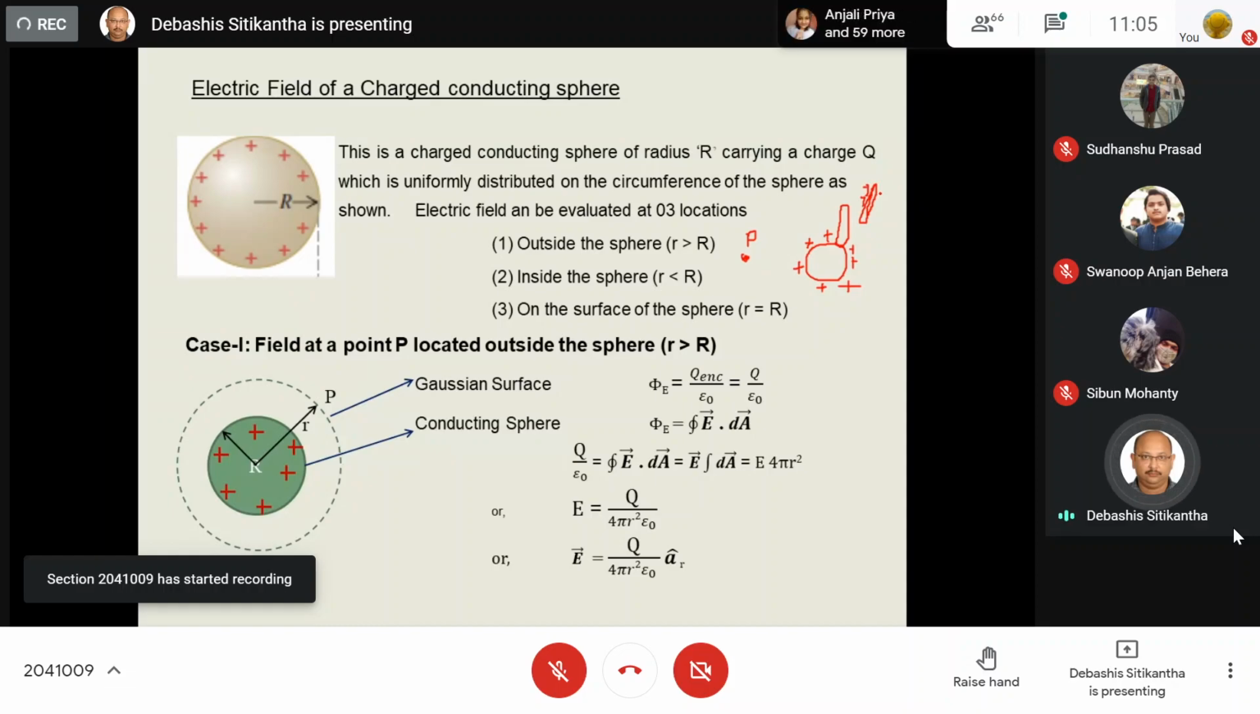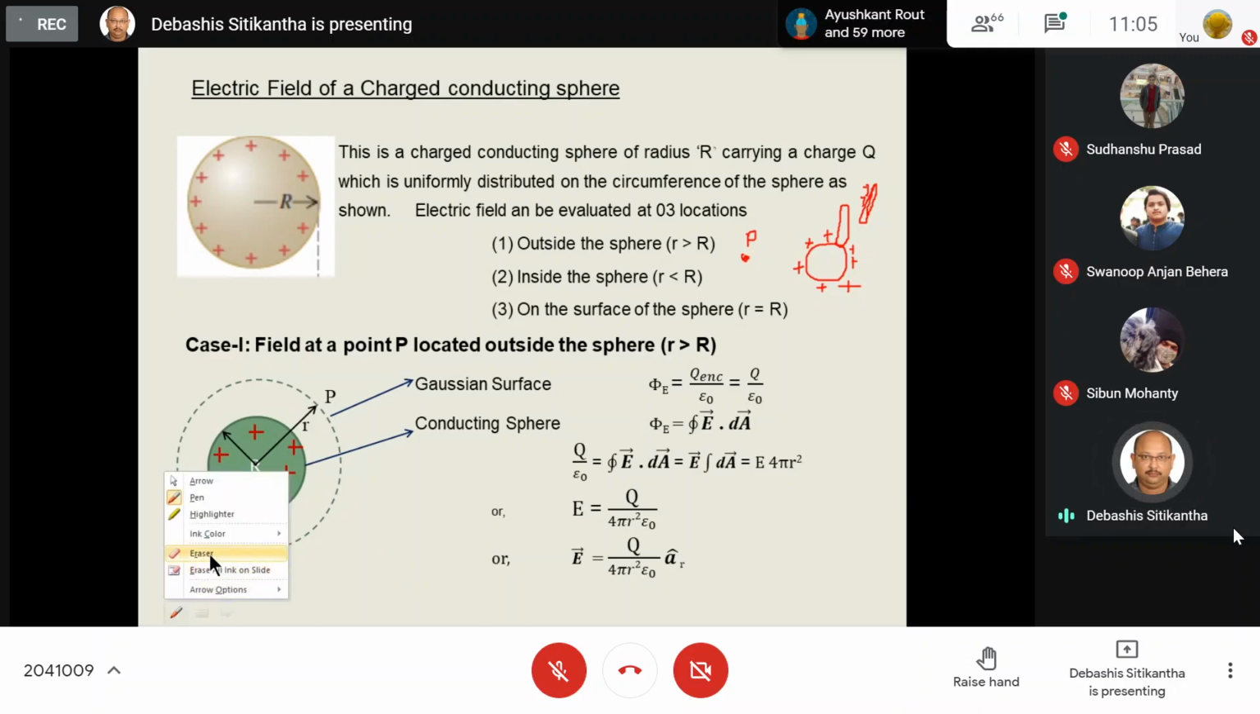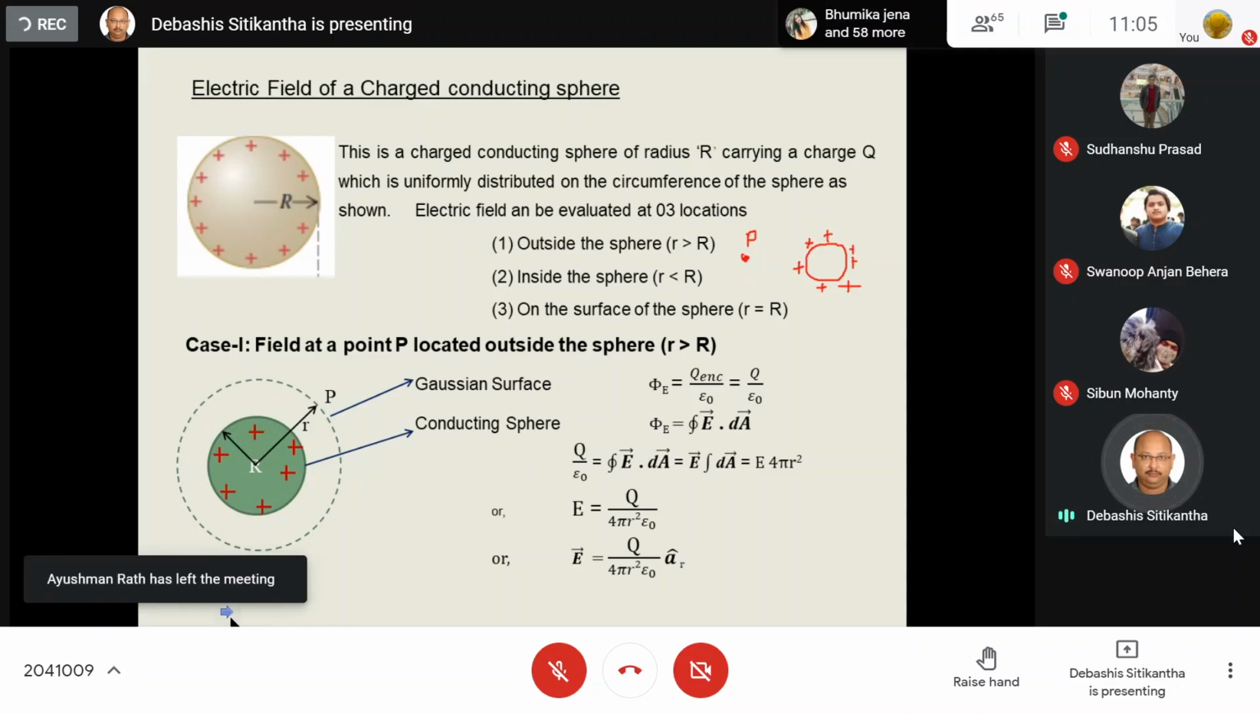So what we did previously, there was a charged glass rod. We brought it close and touched this conducting sphere. Once we touch it, this conducting sphere is going to be positively charged, and moreover, these positive charges are going to uniformly distribute themselves along the circumference of the conducting sphere. So now we are going to evaluate what is the electric field due to a point P, which is located at some distance r from the center of the sphere.